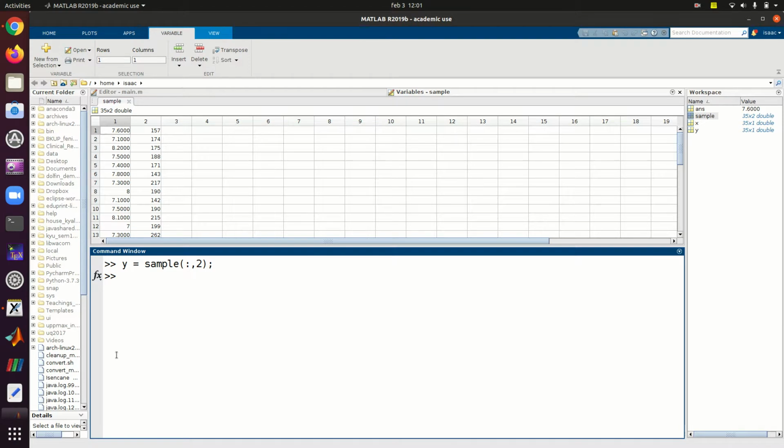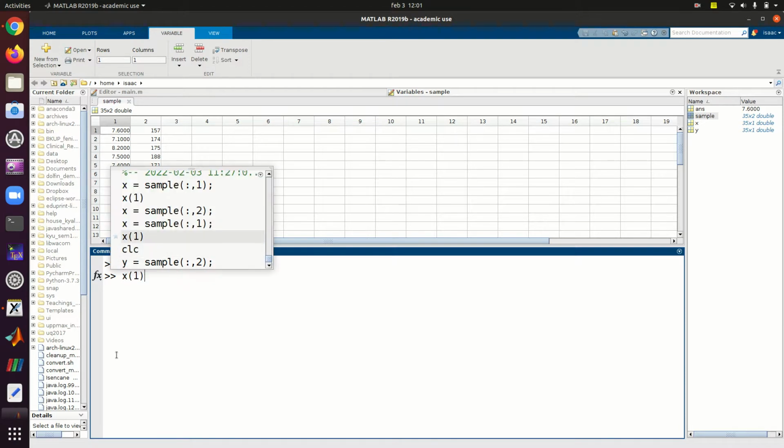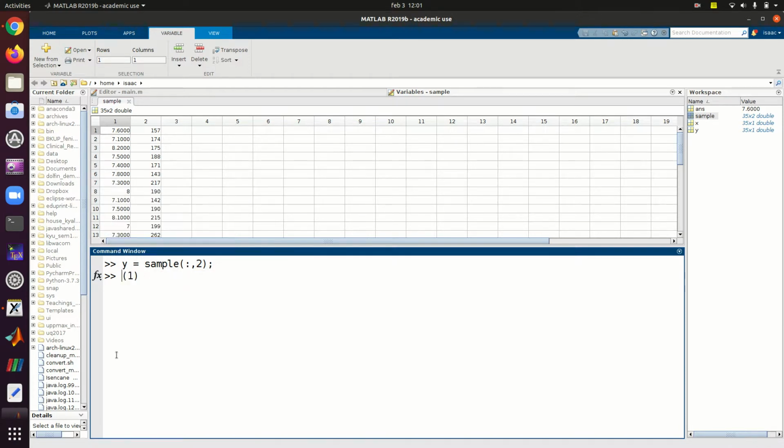Next, just to be sure, we want to make sure that we have 157 as the first value in that column. Again, I will clear the screen. Please note the difference between CLC, which simply clears the screen, and the clear command, which you should not use here. When you use clear, it will clear all the variables which you have saved in the workspace. So I won't press that.